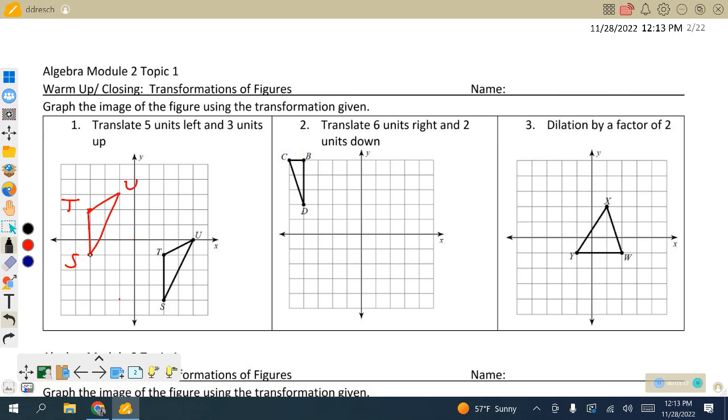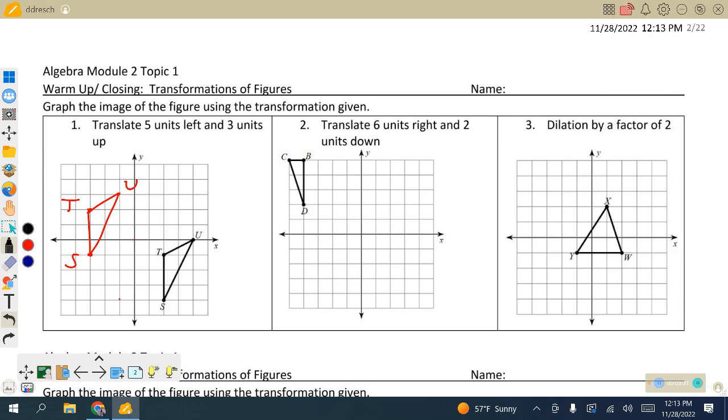And if you've done this correctly, take a step back. That triangle that you started off with should look exactly the same as the one that you just drew. If it's not, it means probably you can't count. Okay? 5 units left, 3 units up. Everything goes in that same direction.